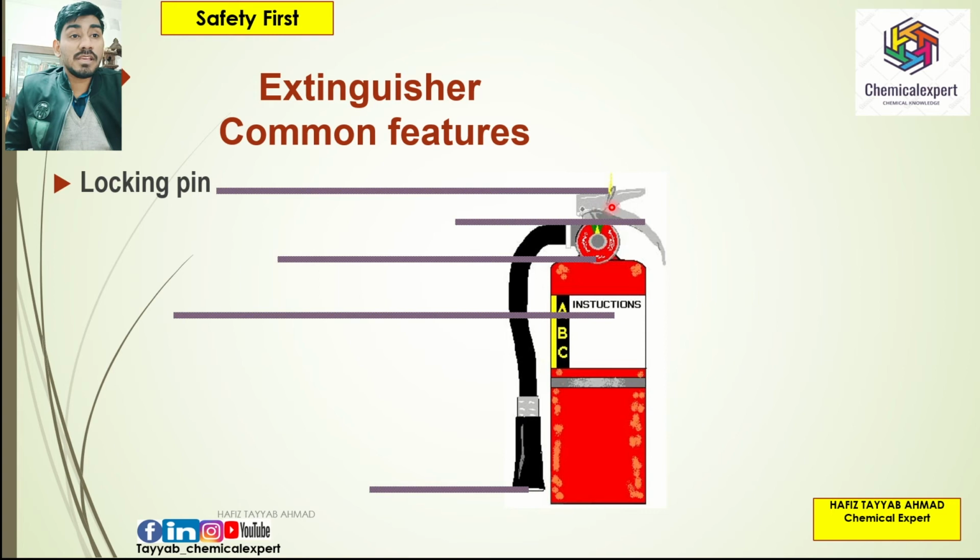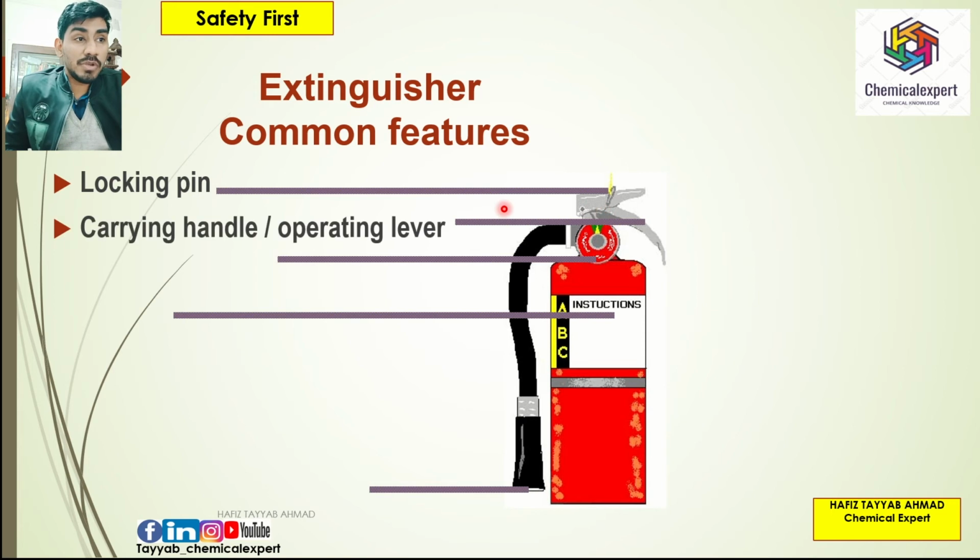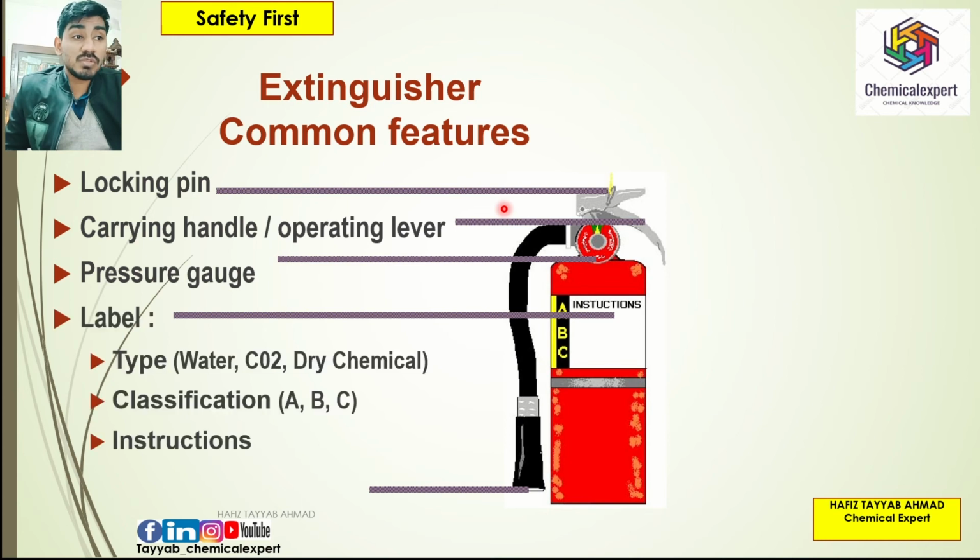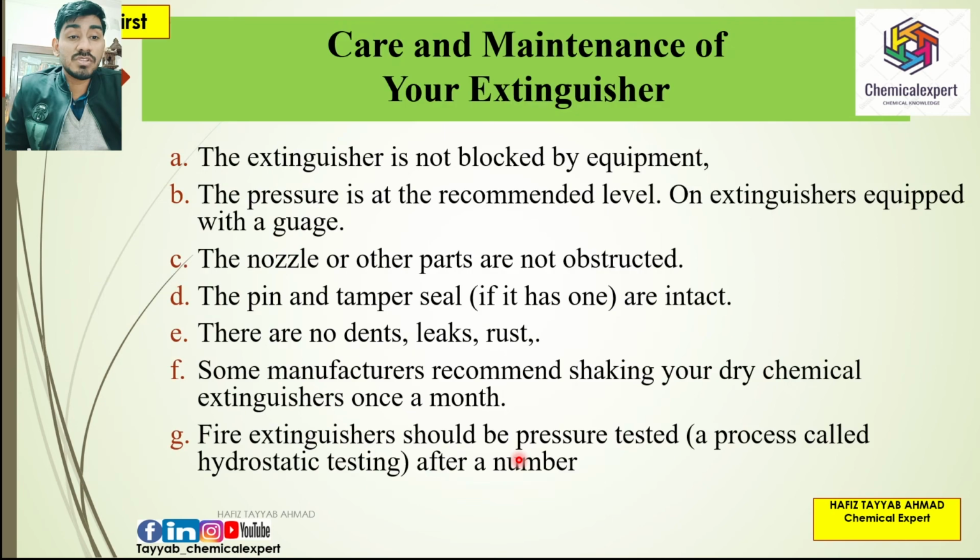You can see clearly the locking pin is over here. Next one is the carrying handle, on the upper and lower side. Again, the pressure gauge mentions whether this fire extinguisher is active or not. The next one is the label, with data that mentions the type of fire extinguisher, which kind of fire it should be used for, and the instructions as well. And this is the discharge nozzle.